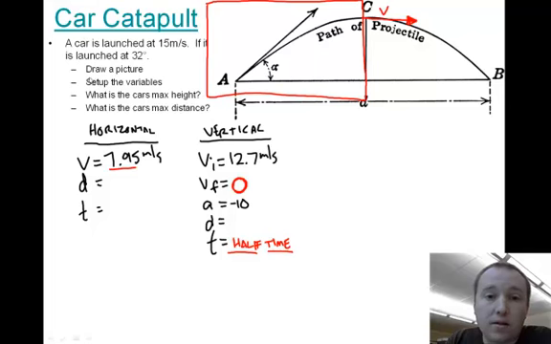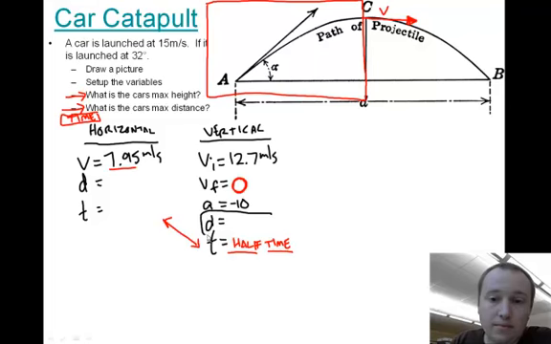Now, let's look at the questions that they're going to ask you. First one, what is the car's max height? Second one, what is the car's max distance? But before we do any of these things, we usually need to solve for time, right? Because that's the one thing that travels back and forth. So let's solve for the first one. Let's solve for my max height.